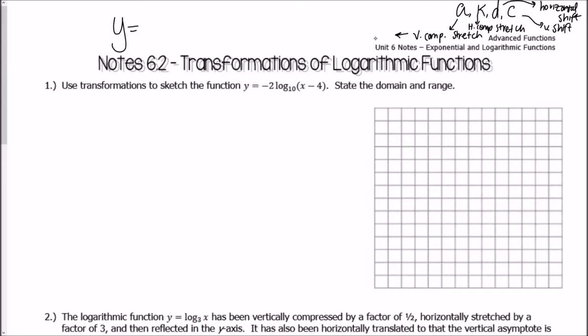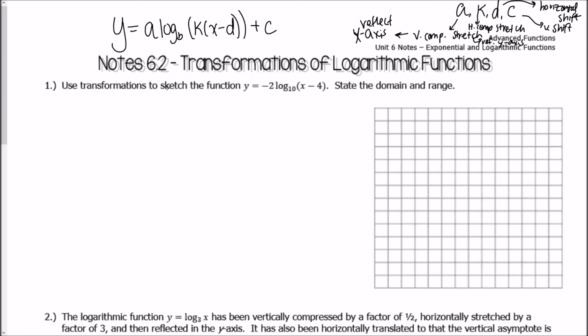And don't forget, A could also be a reflection in the x-axis. And K could be a reflection in the y-axis. Okay, so our general formula is going to be y equals a, and instead of f of x, our f is log, so it's going to be log base b of k times x minus d, plus c. Okay, so nothing new. The only thing that's really new is just the logarithm piece of this right here.